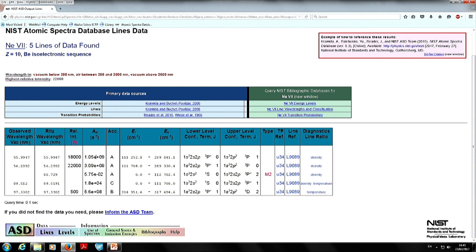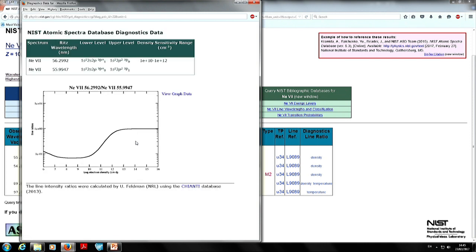So let's take a look at density. Here's line at 559947 nanometers. If we click on density, it shows us how ratio of intensities of this line with another line at 562992 depends on electron density. And again, these calculations were performed for low density cases, therefore it doesn't go above 10 to the 16. This axis is log of electron density in centimeter minus 3. And obviously you can use this ratio only in the region where the ratio changes the most. So it would be good to do analysis between, let's say, 10 to the 12 and 10 to the 10th in electron density.